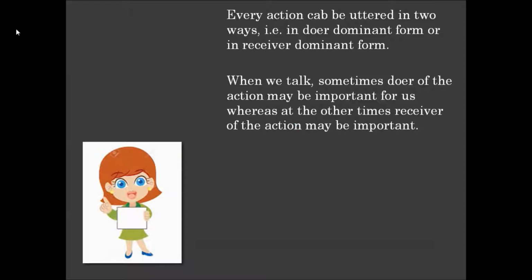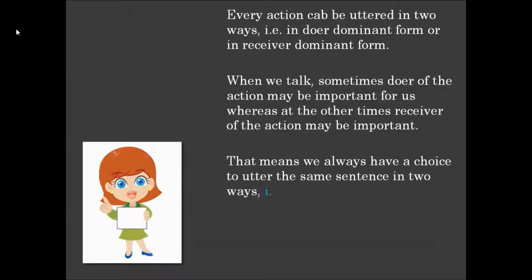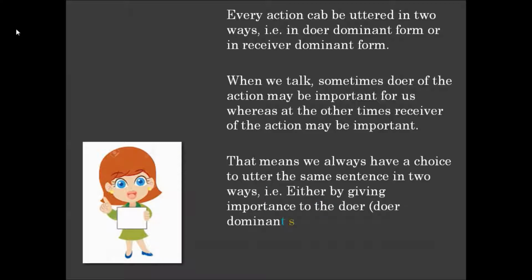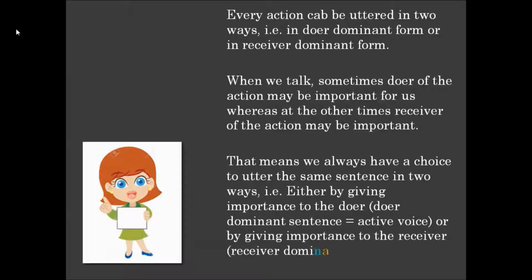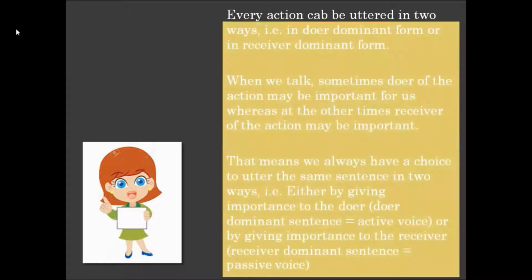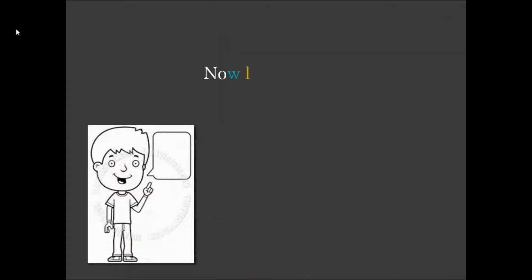One is in doer dominant form, whereas the second one is in the receiver dominant form. When we talk, sometimes the doer of the action may be important for us, whereas at other times the receiver of the action is important for us. That means we always have a choice to utter the same sentence in two ways. If the doer of the action is important for us, go for the doer dominant form, and if the receiver of the action is important for us, then go for the receiver dominant form.